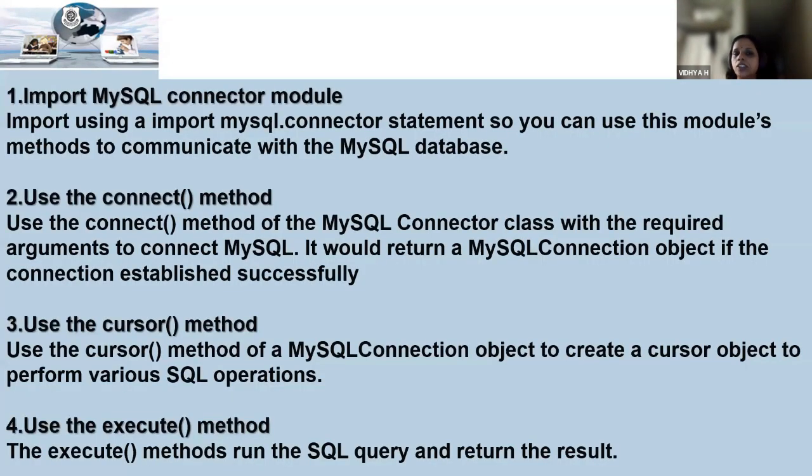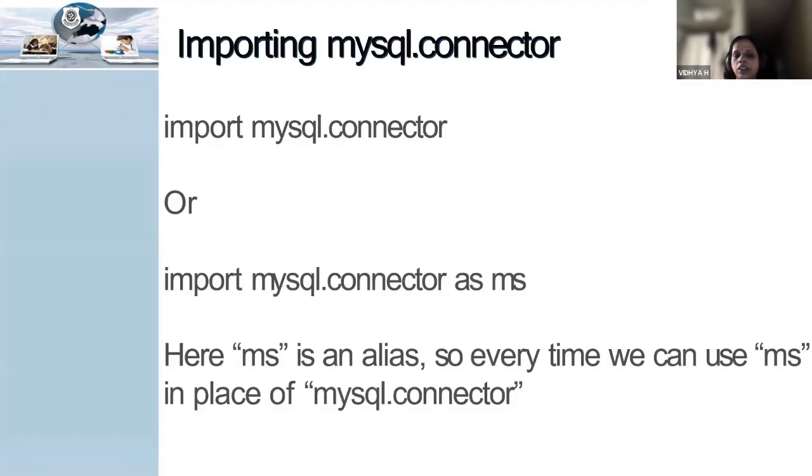So the steps involved in our connection are: first, import the MySQL connector; second, use the connect method; third, use the cursor method; fourth, execute the commands. The command used for connecting is either import mysql.connector or import mysql.connector as ms, where ms is the alias name.